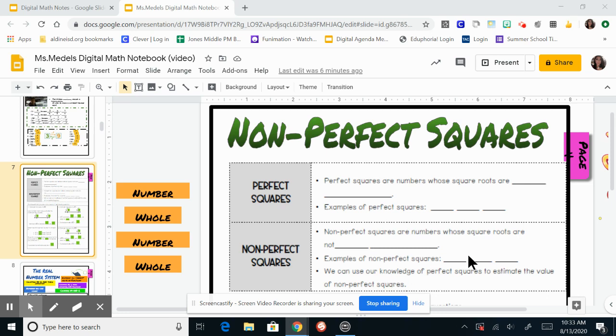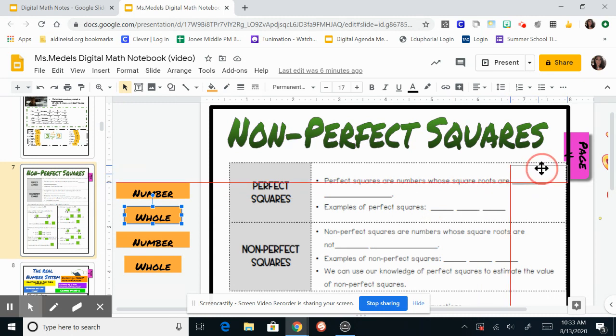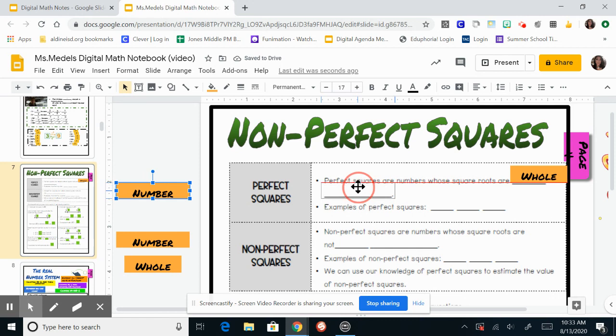A couple days ago, we were talking about perfect squares and square roots. So now we're going to see what happens when we're talking about non-perfect squares. Just to recap, perfect squares are numbers whose square roots are whole numbers. So all you need to do is drag and drop that vocab in there.